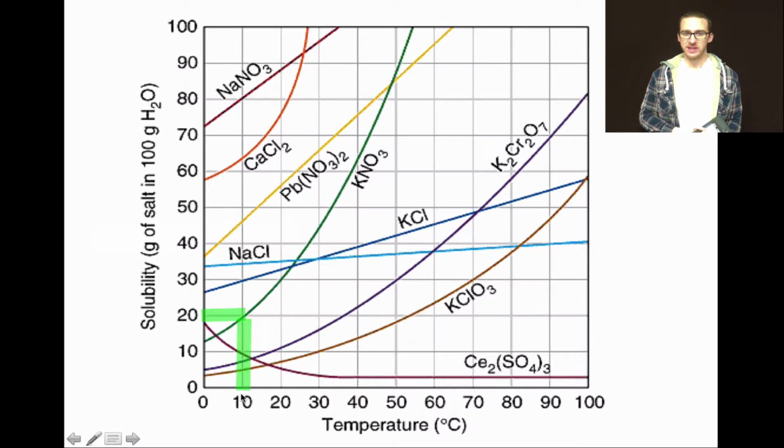At 10 degrees Celsius, 100 grams of water can only hold about 20 grams of potassium nitrate. But if I heat up my solvent to 40 degrees Celsius, that 100 grams of water can now hold a little over 60 grams of solute. So this line indicates the maximum amount of solute that you can dissolve per a certain amount of water at a given temperature. In other words, it indicates the solubility of that substance at different temperatures.